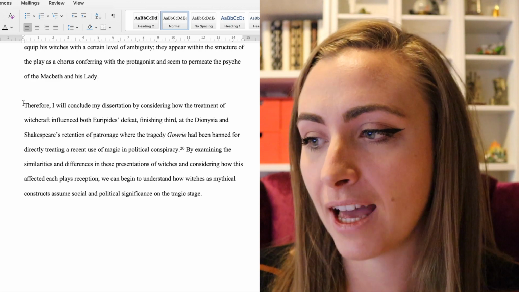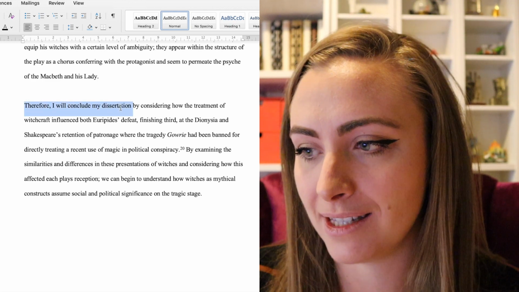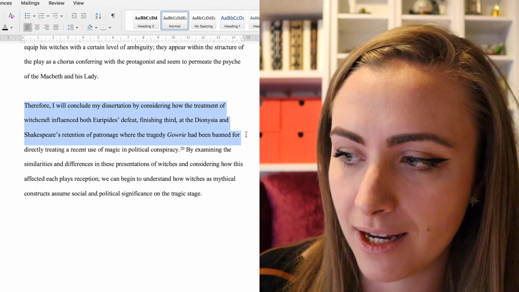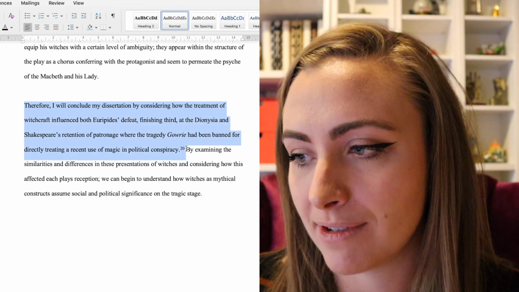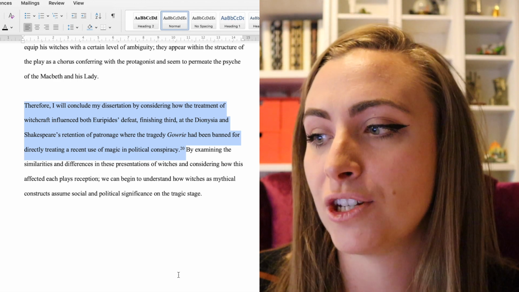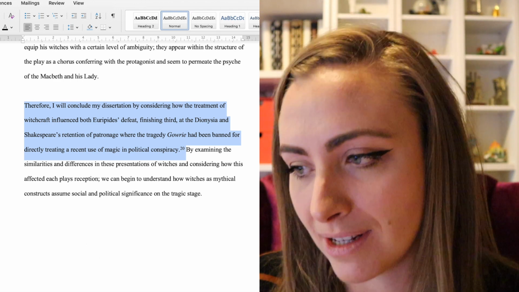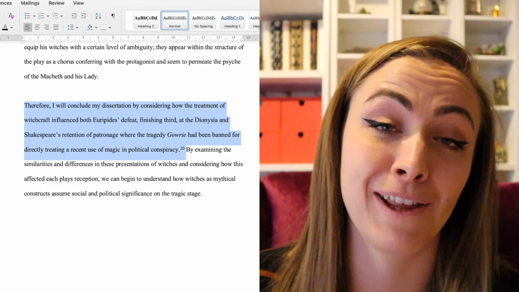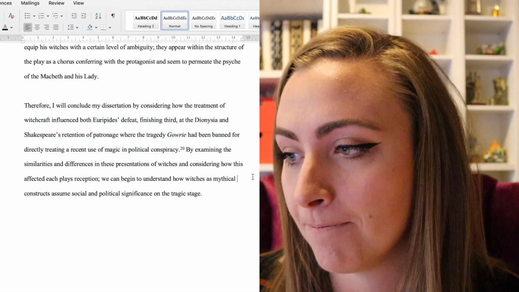Final paragraph. Many things in between might be quite different, but this is the kind of hammer home paragraph that you have to draw your dissertation introduction to a close. So therefore, I will conclude my dissertation by considering how the treatment of witchcraft influenced both Euripides' defeat, finishing third at the Dionysia, and Shakespeare's retention of patronage, where the tragedy Gowrie had been banned for directly treating a recent use of magic in political conspiracy. Whew, I actually think that sentence is too long looking back on it now.